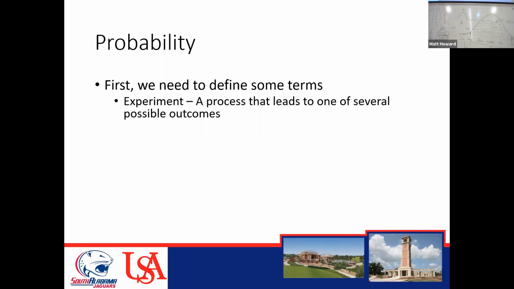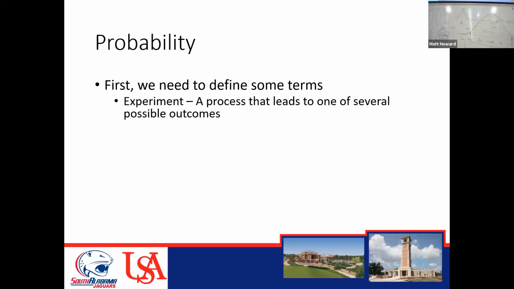Okay, so an experiment is a process that leads to one of several possible outcomes. In the context of probability, that could include things like rolling a dice. Because it's a process, rolling a dice could lead to one of several possible outcomes. So it could be you roll a 1, a 2, a 3, a 4, a 5, or a 6. Those could lead to very different results. You could win $1 million, you could go bankrupt.